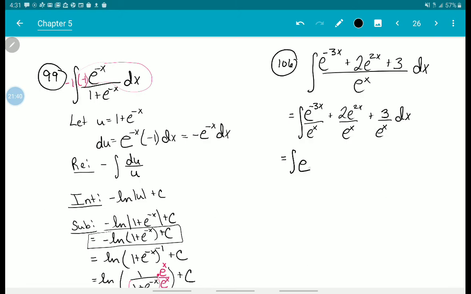When we simplify, when we divide and we have the same base, we subtract the exponents. So negative 3x minus x is a negative 4x. 2x minus x is a 1x. And then this guy, we're just going to bring that e to the x to the numerator by making that exponent negative. So now we're going to have to integrate each piece separately. Every one of these is going to be a chain rule or reverse chain rule.